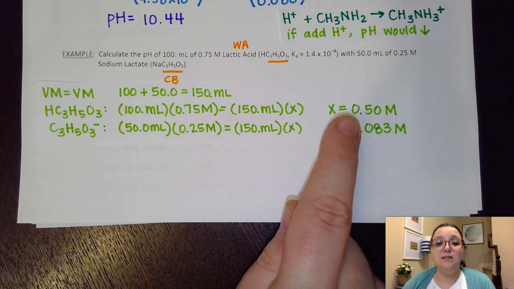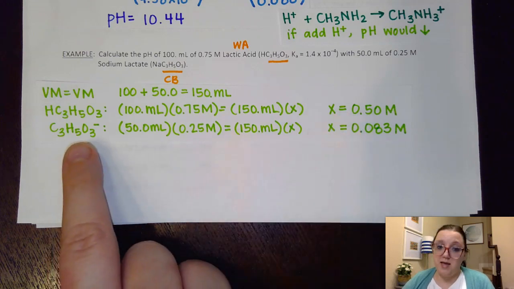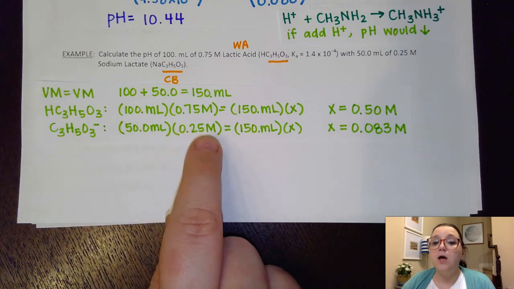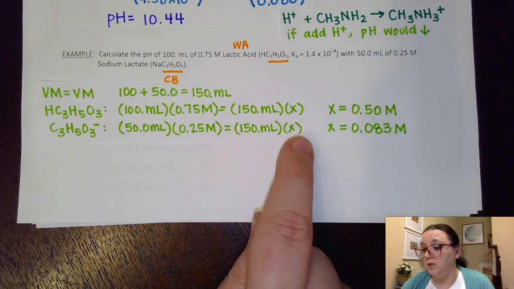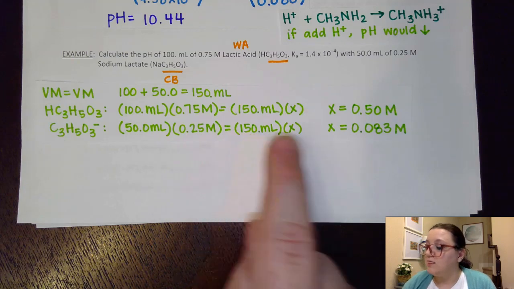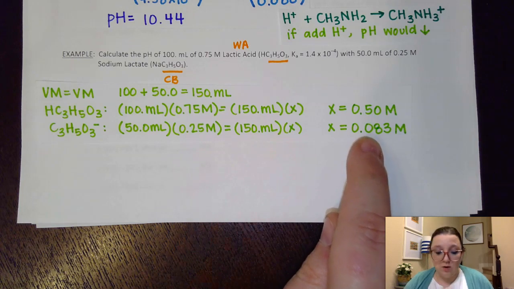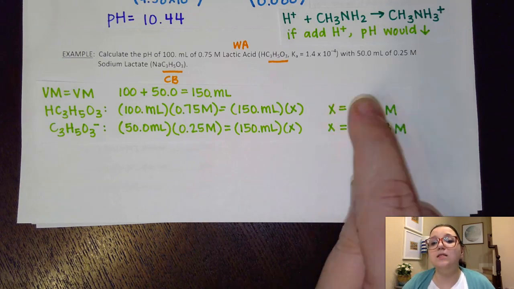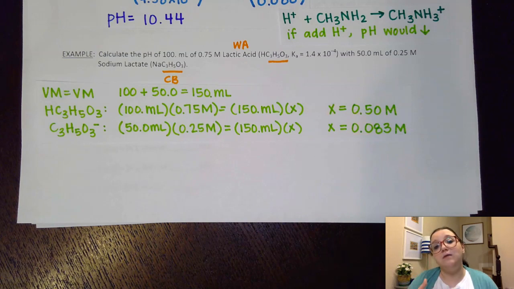I then did the same thing for the conjugate base. I originally had 50 milliliters of 0.25 molar, but again, now I want to figure out the molarity at the total volume of 150 milliliters. That gets a molarity of 0.083. So now, just like I did with the other problems, we're going to plug into the HH equation. But now I'm going to use these molarities instead of the original ones that they gave me.